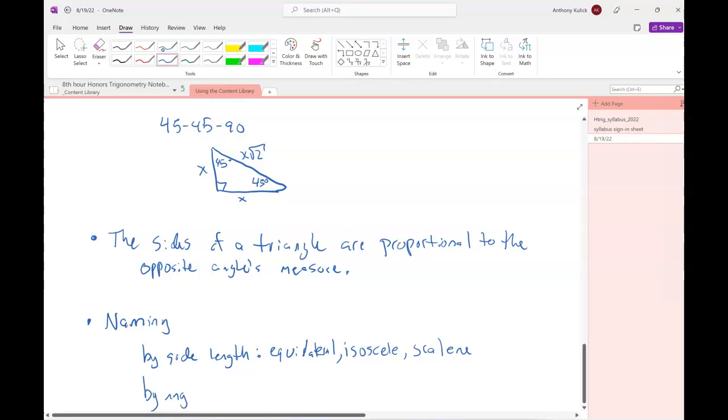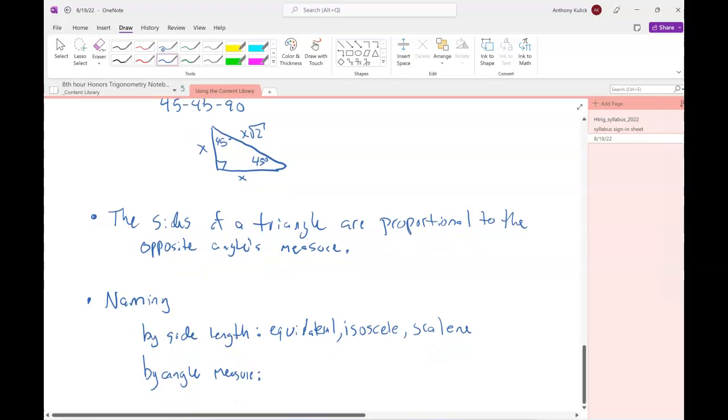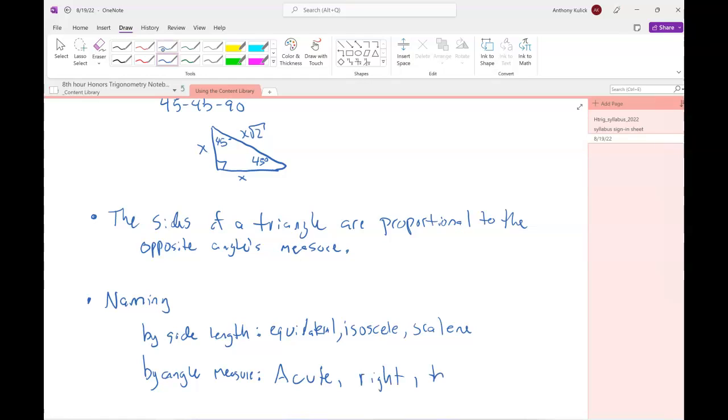So then if we do the same thing by angle measure, what are the 3 ways to classify by angle measure? Acute, obtuse, and right. For example, if I look at that 45, 45, 90 triangle, you could call that a right isosceles triangle because 2 sides are the same length and it has a 90-degree angle.